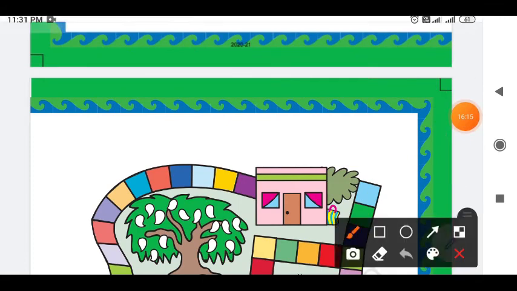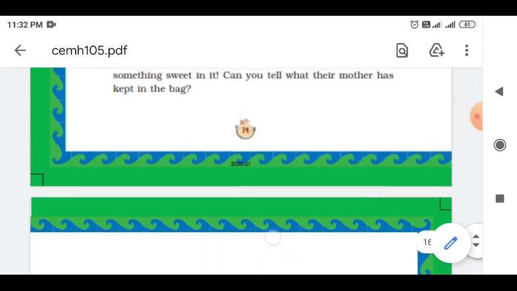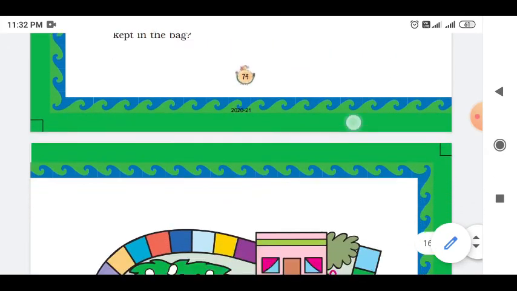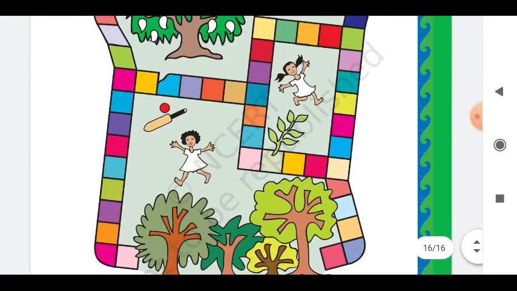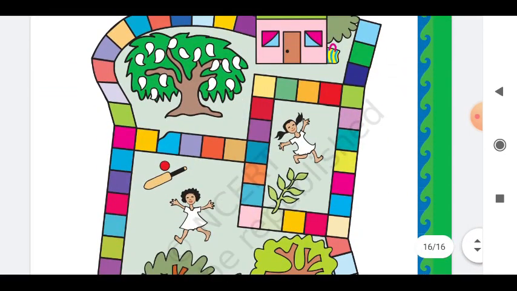So like that you have to move. Color 11 mangoes and go ahead. Then there is a home, and here you can find a bag. Inside that bag some sweets are there. Can you tell what their mother has kept in that bag? Sweets are what their mother kept in that bag.